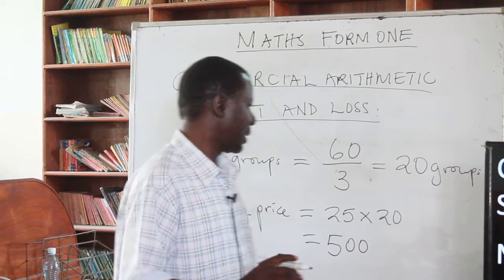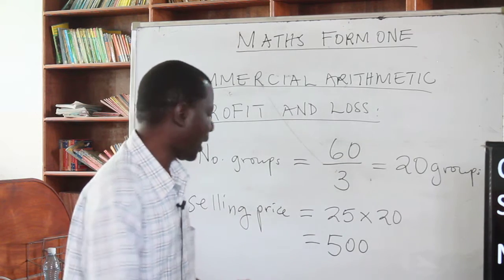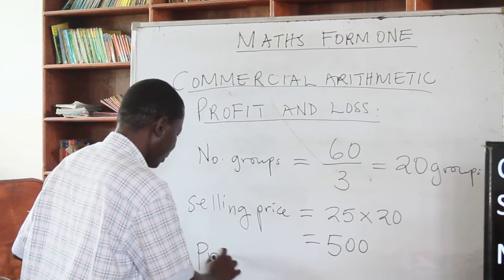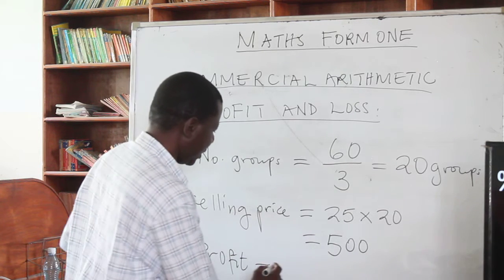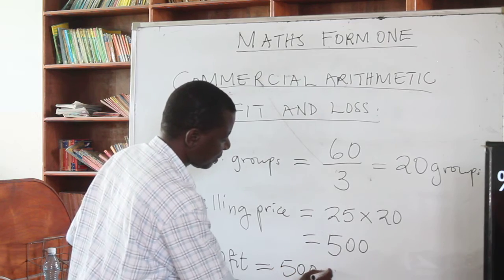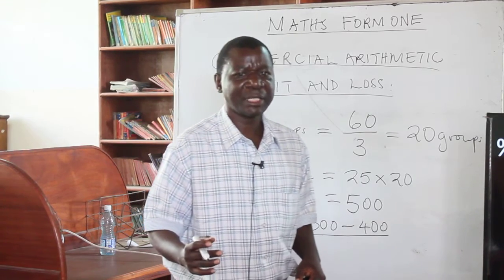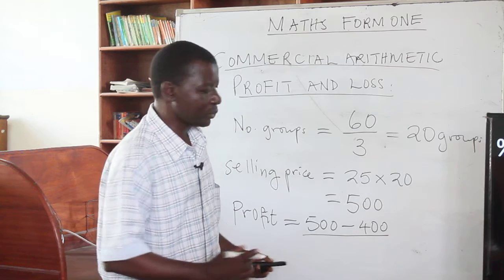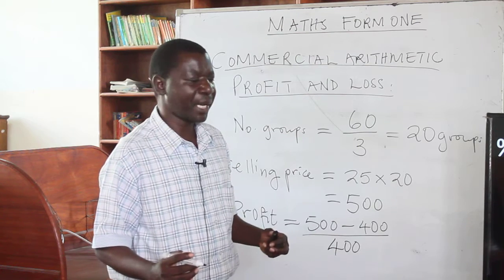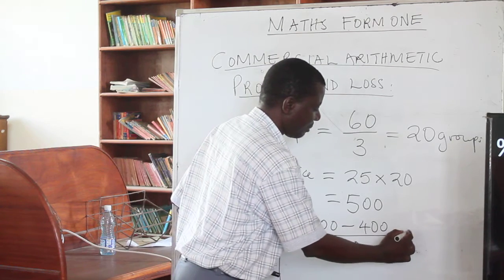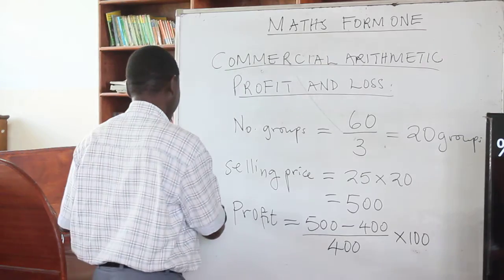Now we want to get the profit. The profit will be taking the selling price, we minus the buying price. Buying price is 400. So the profit will be taking 500, we subtract 400. If you want to get the percentage profit, then we are going to divide that by the buying price, which is again 400. So 500 minus 400 divided by 400. Then we multiply this by 100. So that is going to give us the percentage profit.